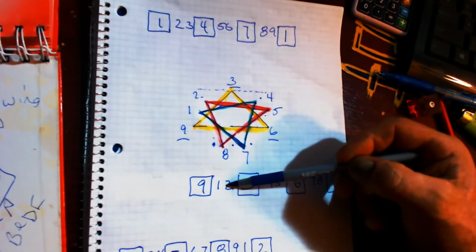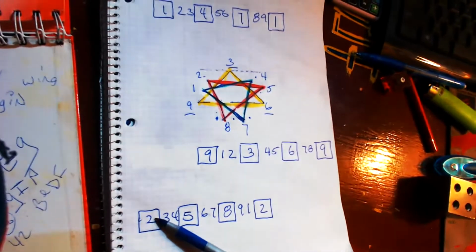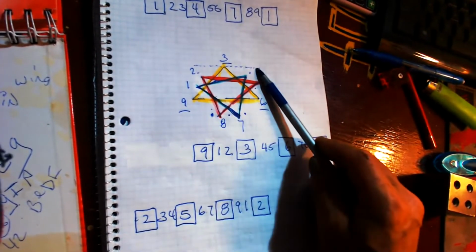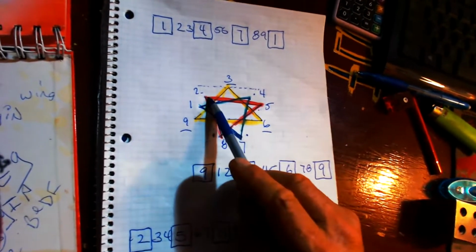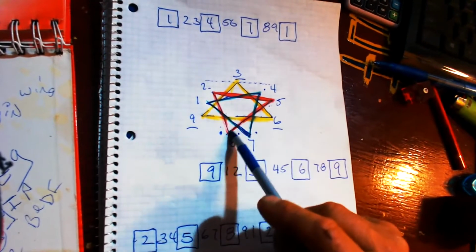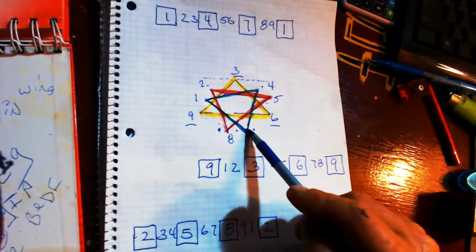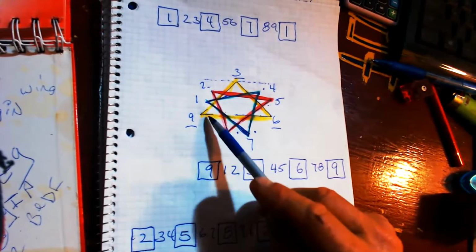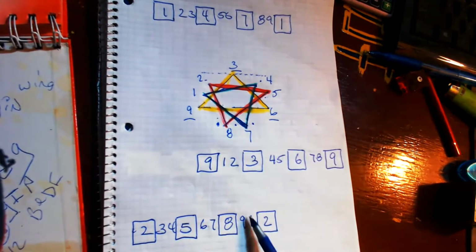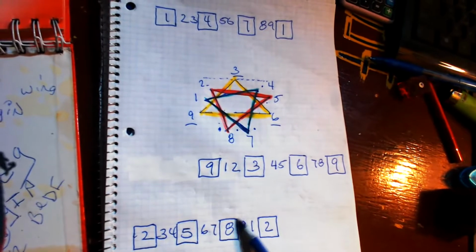9, 1 and 2 is in between. 2, 3 and 4 is in between. 5 in between 6 and 7. What I mean is this star connects 2, 5, and 8. And in between is 6 and 7. Between 5 and 8. Between 2 and 8 is 1 and 9.